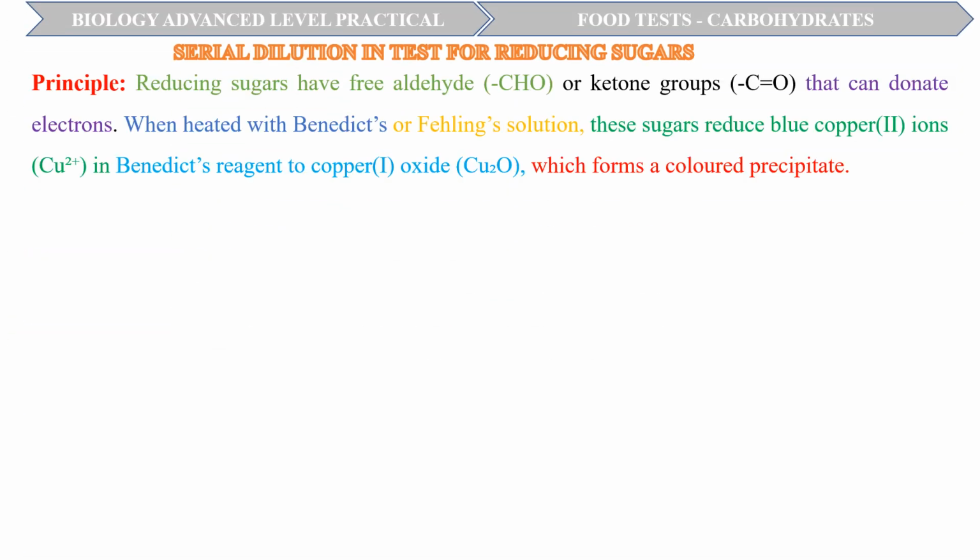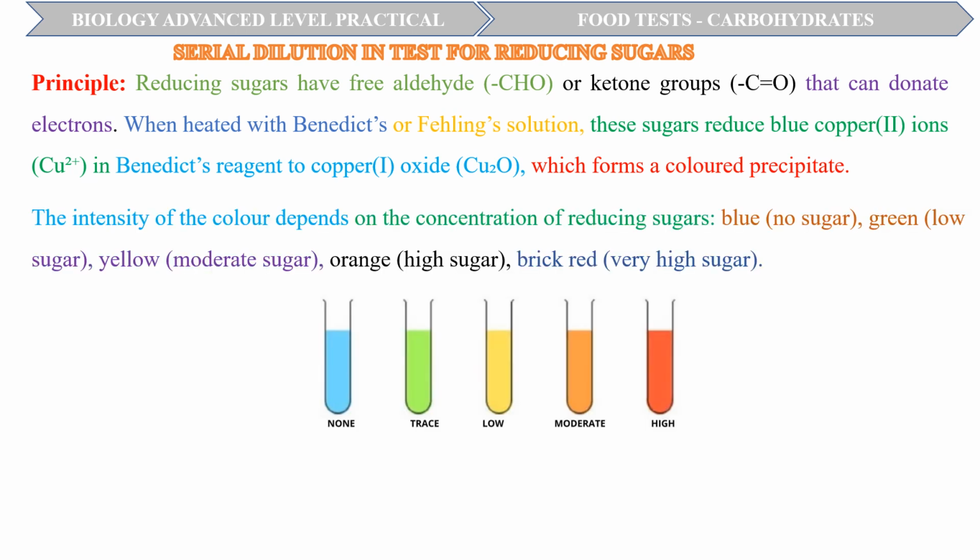This experiment is based first on the fact that reducing sugars have free aldehyde or ketone groups that can donate electrons. When heated with Benedict's or Fehling solution, these sugars reduce blue copper 2 ions in the reagent to copper 1 oxide, which forms a colored precipitate. Secondly, the intensity of the color depends on the concentration of reducing sugars.